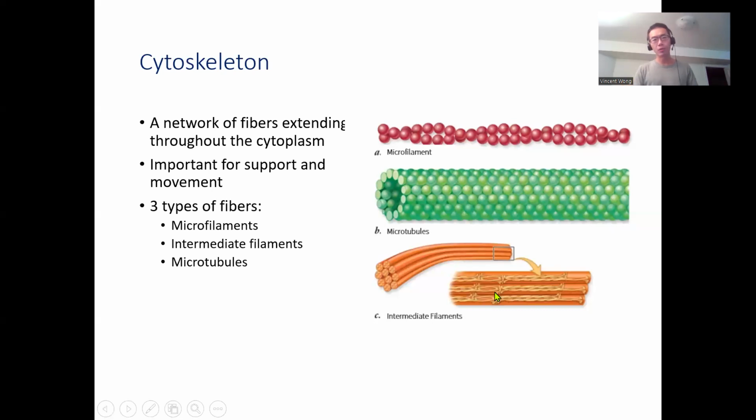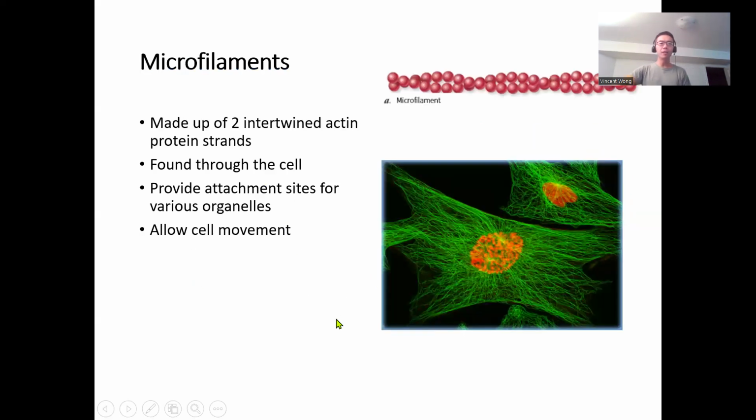Let me just quickly show you what each one does. Actually, let's just go through the slides. It's probably easier that way. So three types of fibers: microfilaments, intermediate filaments, and microtubules. Microfilaments are made up of a protein called actin. Each of these circles represents an actin, and they form a very long strand. You take two of those strands and twist them together, and you get your microfilament.